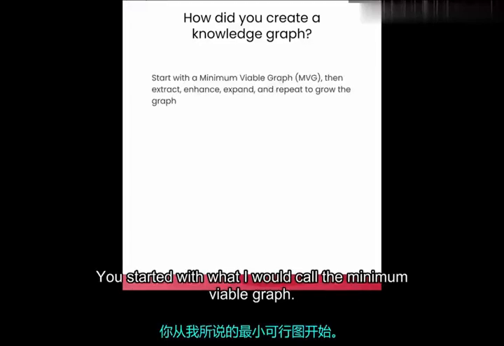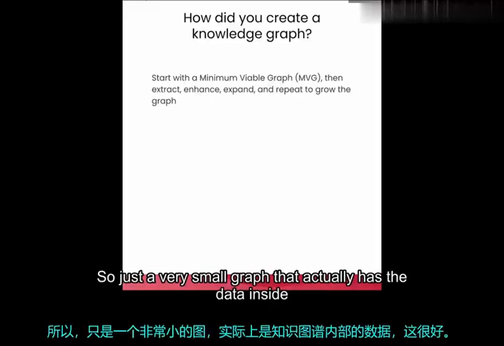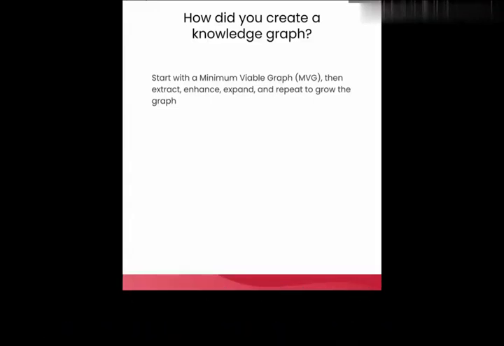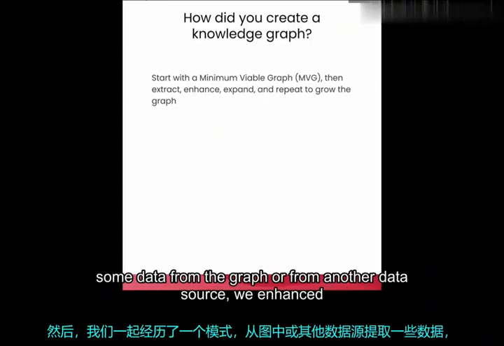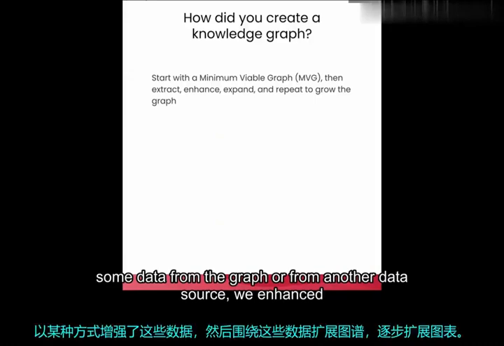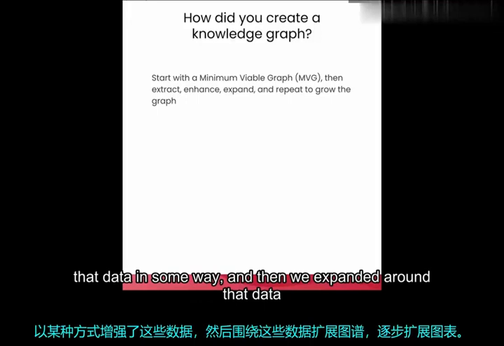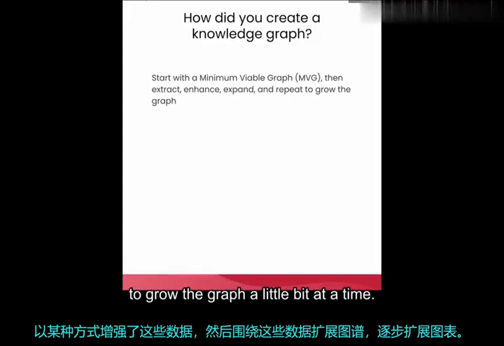You started with what I would call the minimum viable graph, so just a very small graph that actually has the data inside of the knowledge graph. That's good. And then there's kind of a pattern that we went through together where we extracted some data from the graph or from another data source. We enhanced that data in some way, and then we expanded around that data to grow the graph a little bit at a time.